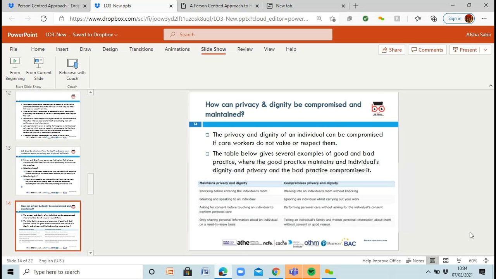So there's a couple of points here. Like I said, you maintain it by knocking on the door before you go into an individual's room, and you compromise it if you just walk in without knocking. Another point is greeting and speaking to an individual when you walk into a room, or compromising it by ignoring them when you're walking into their area and you just carry on working. You might just walk in, grab what you want, and then walk back out. That's you compromising their privacy and dignity.